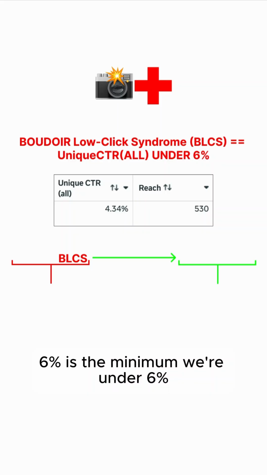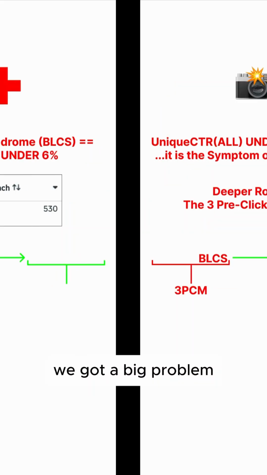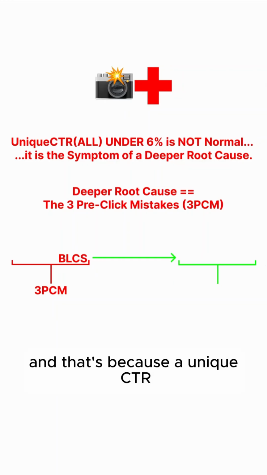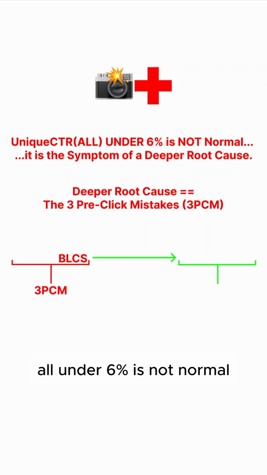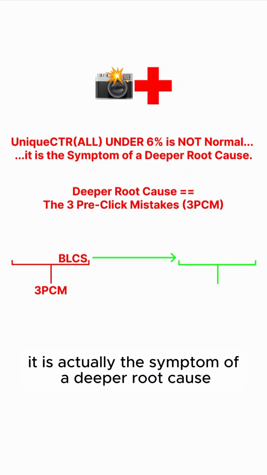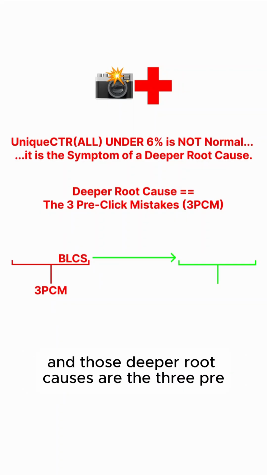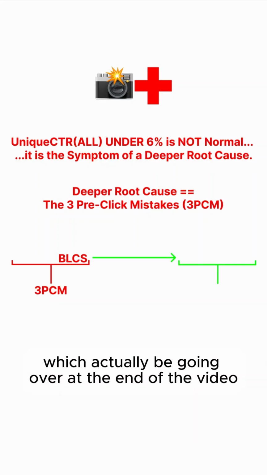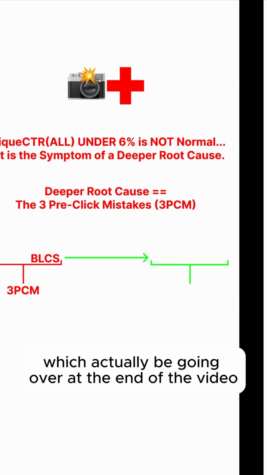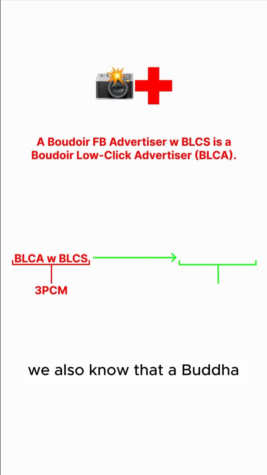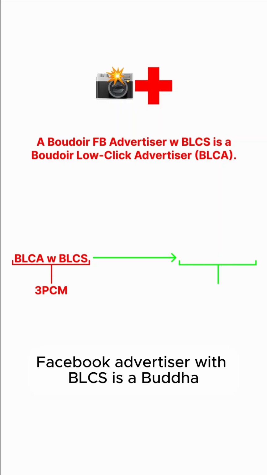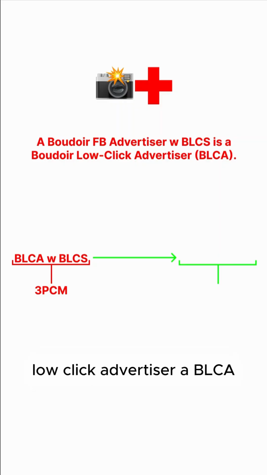6% is the minimum. We're under 6%, we got a big problem. That's because a unique CTR all under 6% is not normal. It is actually the symptom of a deeper root cause. Those deeper root causes are the 3 pre-click mistakes, which I'll be going over at the end of the video. We also know that a Boudoir Facebook advertiser with BLCS is a Boudoir low-click advertiser, a BLCA.